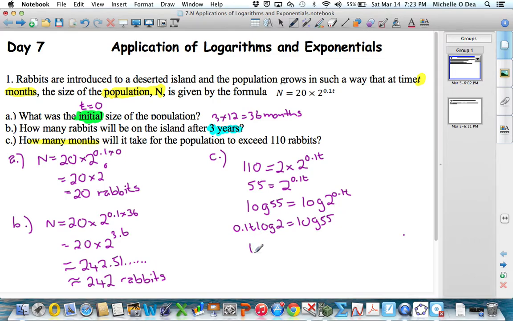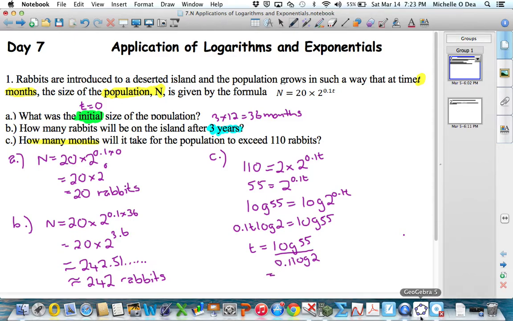Then I want to make T the subject. I don't want the 0.1, I don't want the log 2. They are all being multiplied together. So I can take the 0.1 log 2 over in one go. If I just divide both sides by 0.1 log 2, it gets rid of all of that mess. So I have log 55 over 0.1 log 2. Now I'm going to need to go to my calculator.